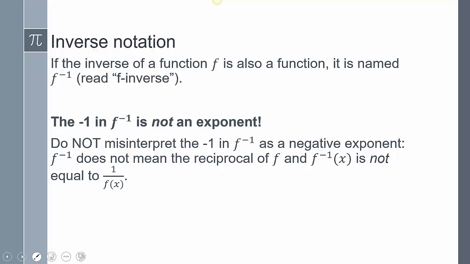And so I really want to emphasize that. When you see this notation, f inverse, that -1 is not an exponent. Do not misinterpret that -1 as a negative exponent, meaning this does not mean this. It's easy to get that confused. You will never see any notation next to a function like this anywhere else. This literally means that this is an inverse of that function.